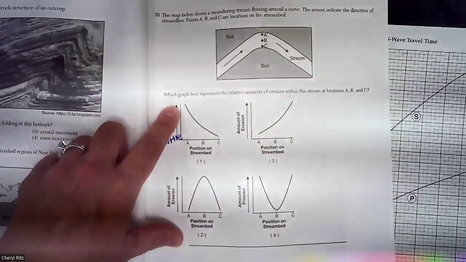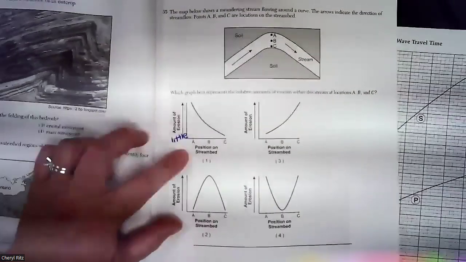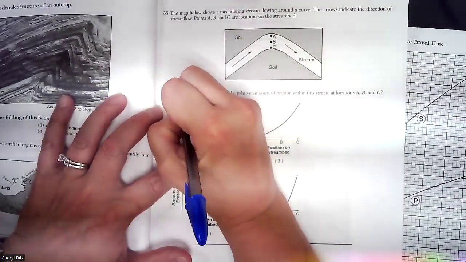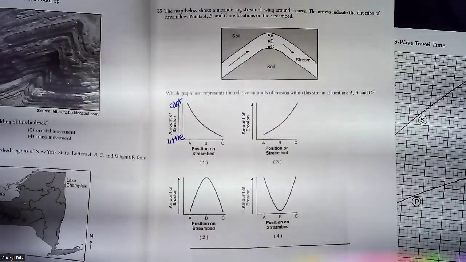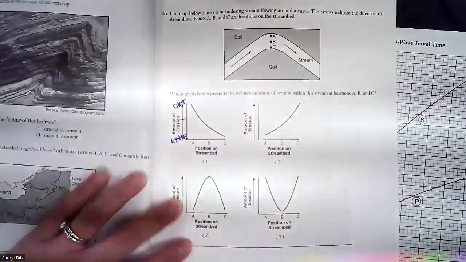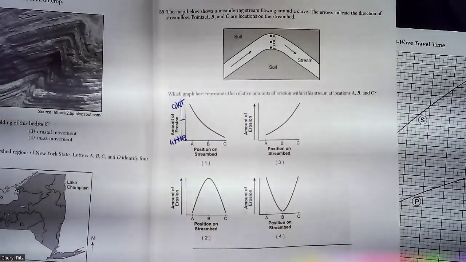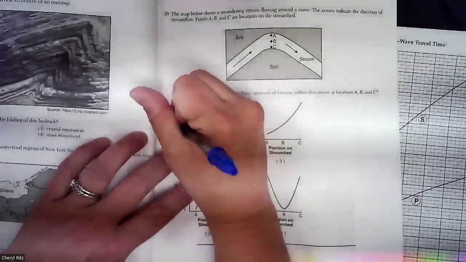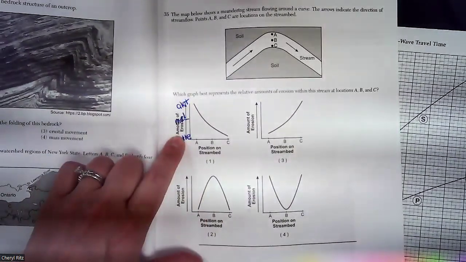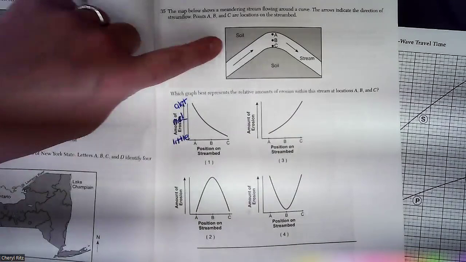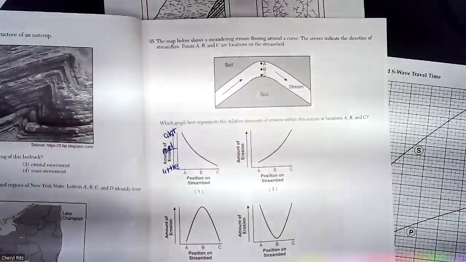How much erosion is there at the top of this graph? A lot of erosion. How much erosion is in the middle of the graph? How about a medium amount? Not a lot, not as much as at the top, not as little as at the bottom, somewhere in the middle. So going through this, this is review just like we did yesterday.